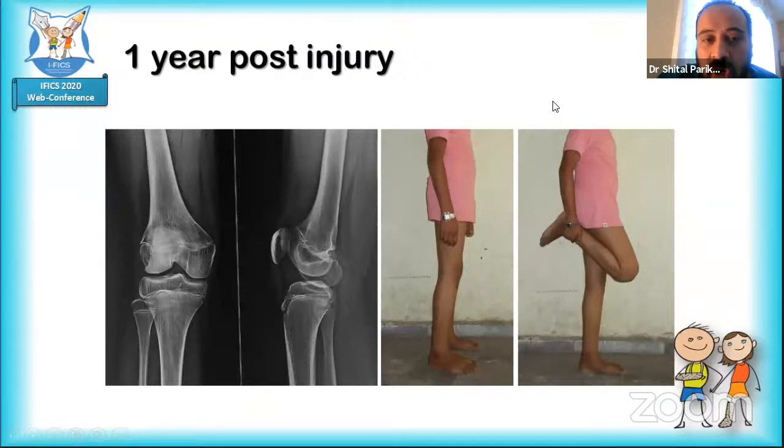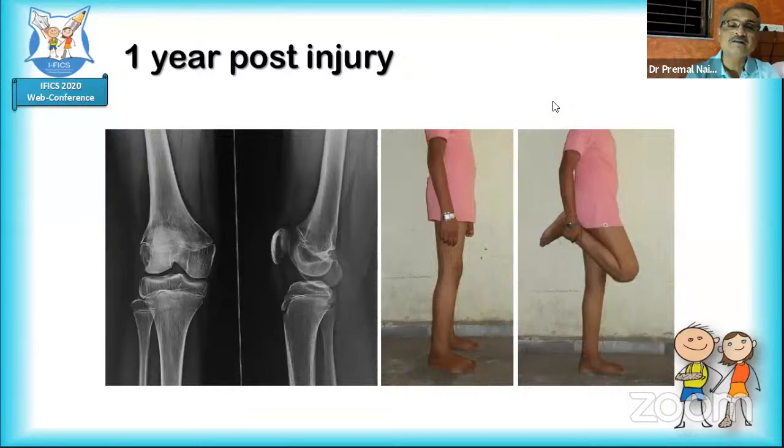So Premal, this was your case. Would you have fixed it at the time when you initially saw the patient? I think I would have fixed it, because this is an area in which there's a very high chance of separation. And we have always thought that if you don't have a good physeal alignment, there is a high chance of getting a physeal arrest.